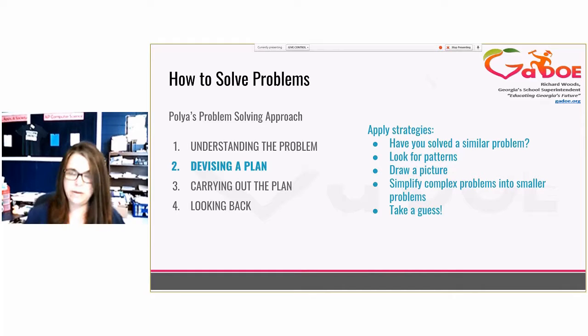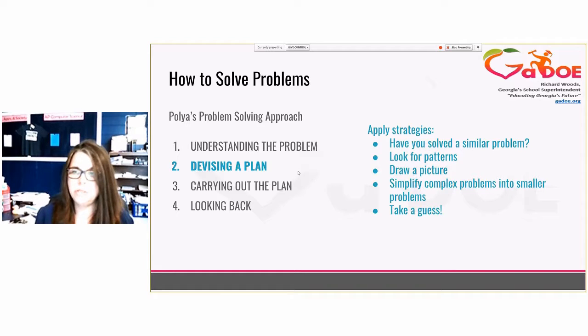So break it down. In computer science, we talk about decomposition. So this is a good example of taking a big, seemingly unsolvable problem and breaking it down into little pieces that you can solve. If you don't have a clue, take a guess. Try something.